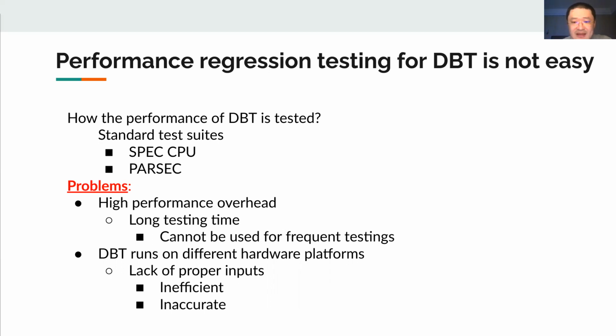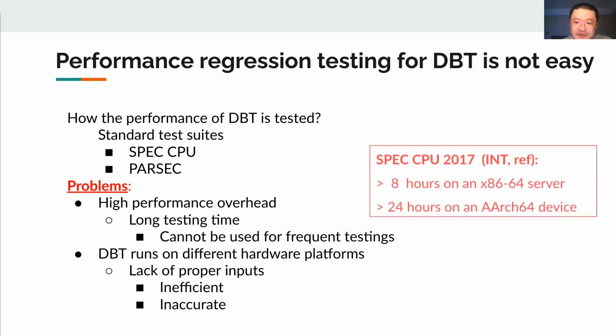The reason is that DBT systems introduce significant performance overhead, which can be as high as 10 to 100 times compared to the original execution. For example, our experience shows it takes over 8 hours to complete the SPEC CPU benchmarks on an x86 server and more than 24 hours on an ARM device.